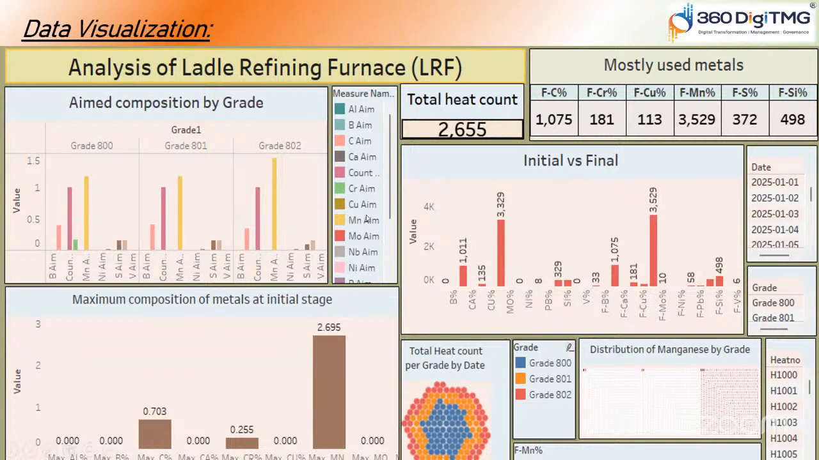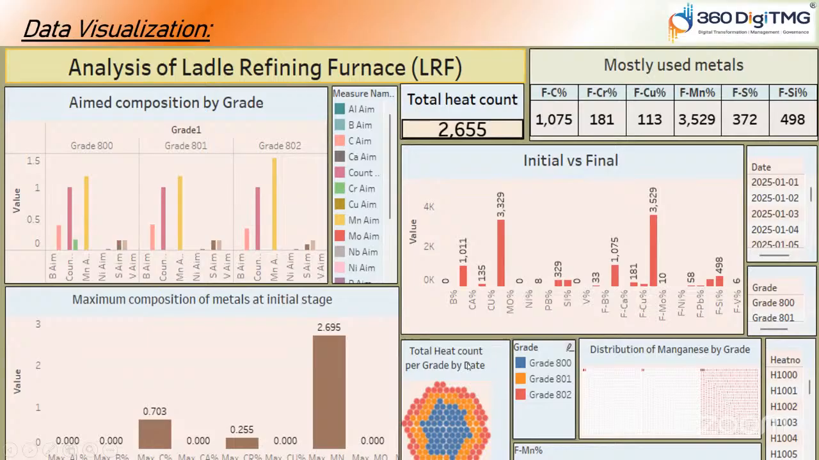And then the initial and final composition bar chart. It displays how much the composition changed during the LRF process. Manganese and carbon show a significant shift, reflecting alloying and refining. The maximum composition of metal at the initial stage has higher record values for magnesium and carbon, indicating extreme values existing in the initial stage.